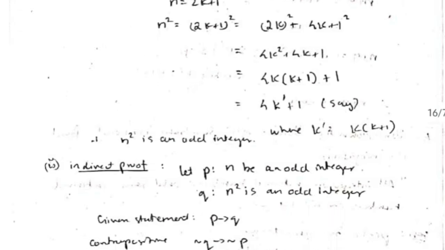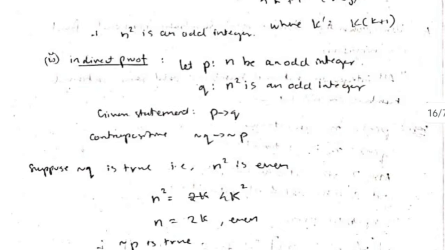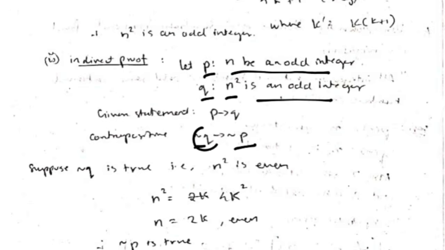In the indirect proof, what we'll do is use the contrapositive. So first define what p and q are. P is n is an odd integer, and q is n square is an odd integer. So not q conditional not p: what is not q?